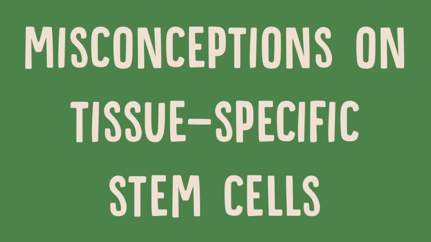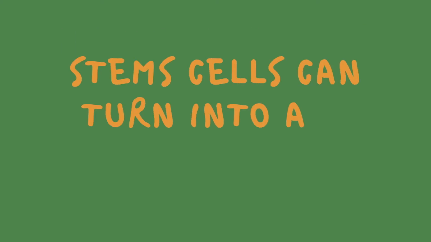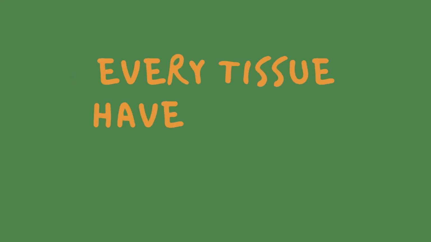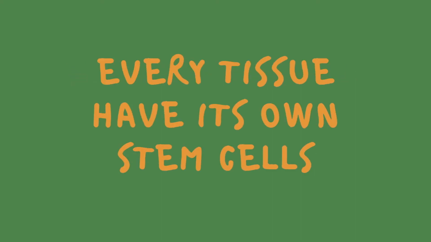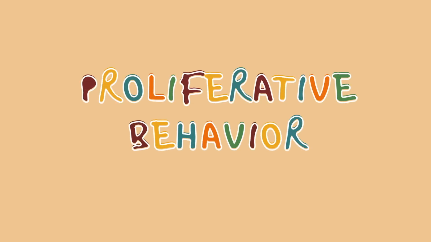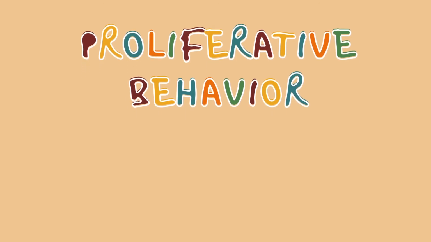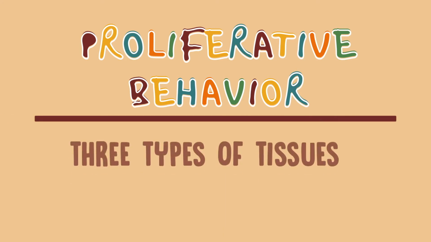There are 2 misconceptions on tissue-specific stem cells. 1. It is often thought that the stem cells can turn into any cell type. 2nd, every tissue is often thought to have its own stem cells. Tissue types in the body can be classified on the basis of their proliferative behavior, but this classification only refers to mammals, as lower vertebrates may show uncommon patterns of cell renewal. There are 3 types.